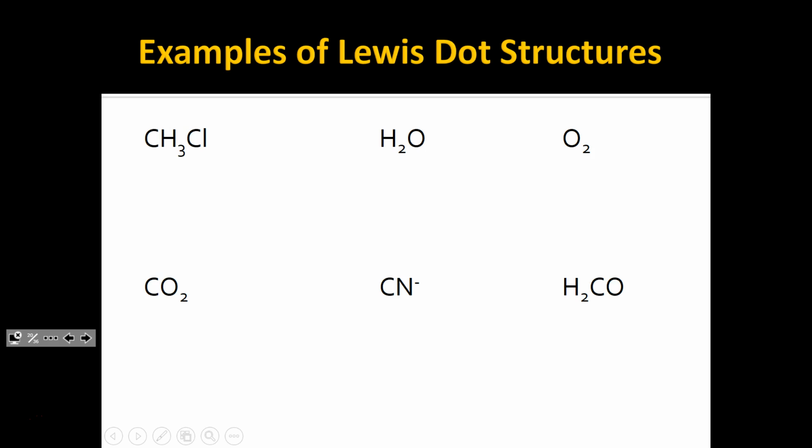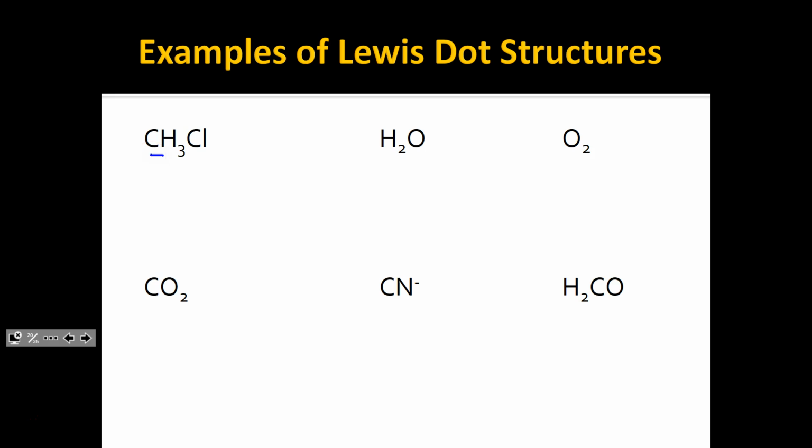So let's take a look at the first one, CH3Cl. You've got 3 elements there, carbon, hydrogen, chlorine. The first step of those 6 steps that I showed you is determine what the central atom is and then place the terminal atoms around it. So hydrogen can never be a central atom. It can't be. So it's either carbon or chlorine. Carbon is going to be the central atom.